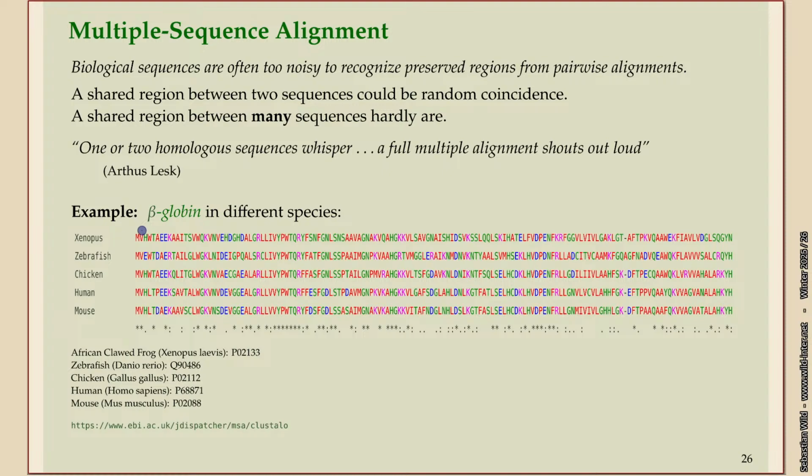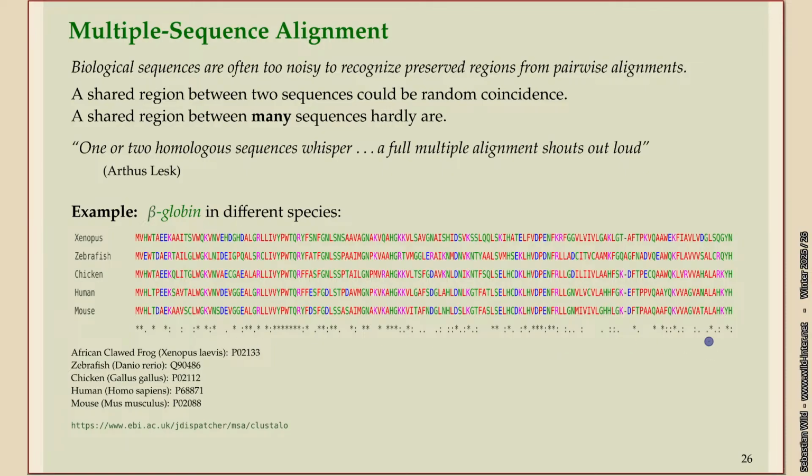Still, you can build a multiple sequence alignment of the beta globin in all these species. They all need to transport oxygen. Even insects have hemoglobin, it seems. So this is a very widely shared function. And indeed, all these proteins can be aligned with reasonable agreement.